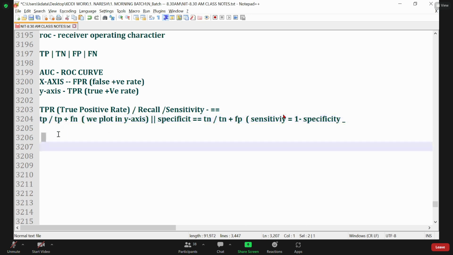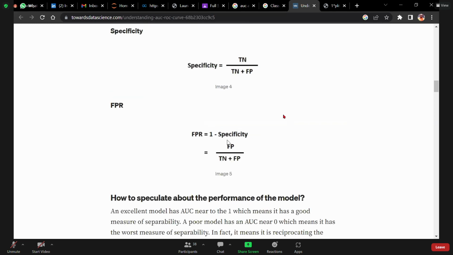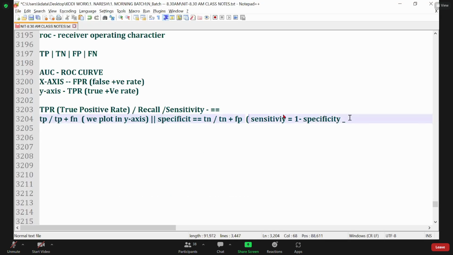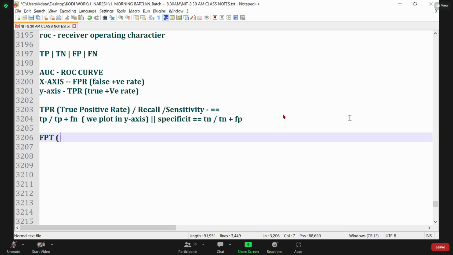If I do 1 minus TP by TP plus FN, I get these values, or not, guys? Are you here or not? So have a look at this. FPR equals 1 minus specificity. We plot FPR on the y-axis. FPR means false positive rate. And this is called specificity.